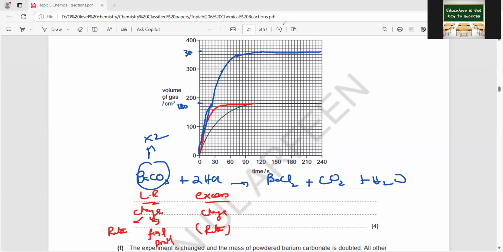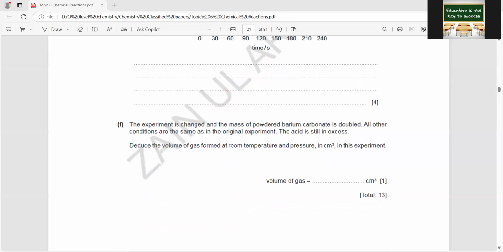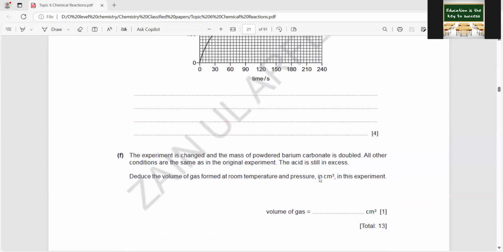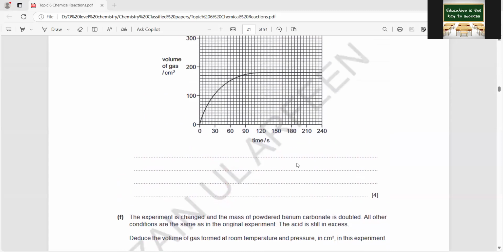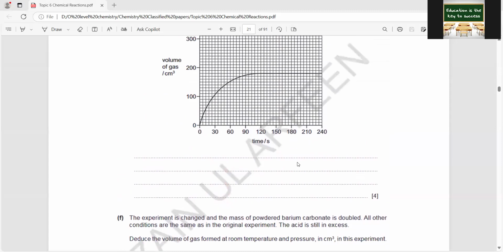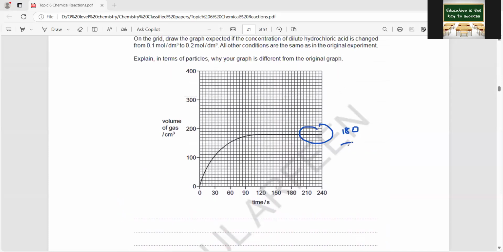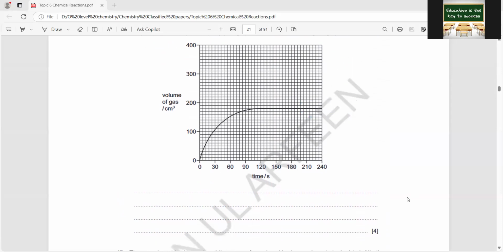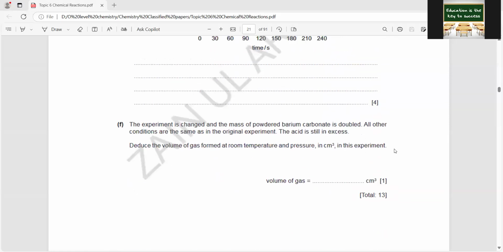So the question is, what will be the volume of gas collected if we double the amount of barium carbonate? For this amount, we were getting 180. If we double the barium carbonate, what will the amount be? It will be 360. So we just have to write here, we don't have to draw for the last part, that it will be 360 cm cubed. Is it clear?